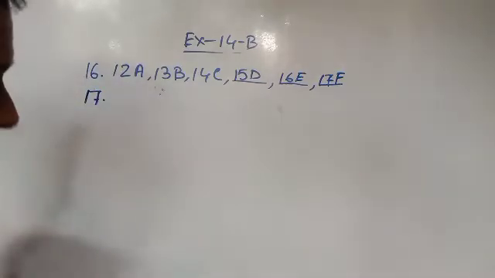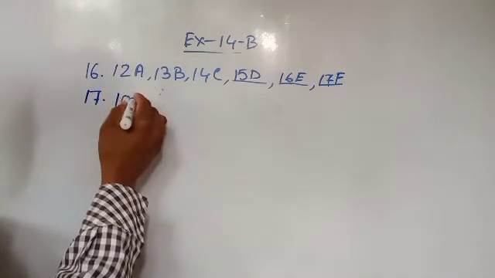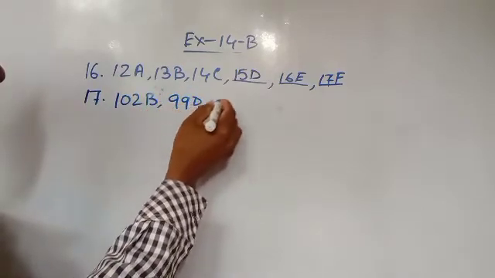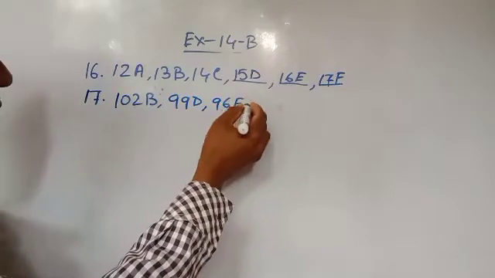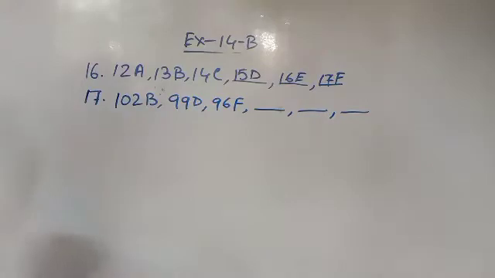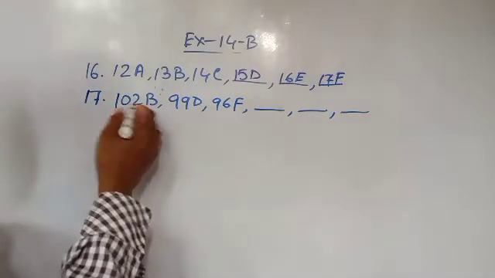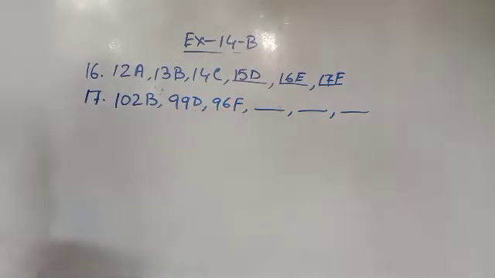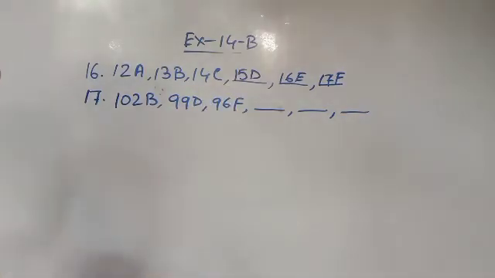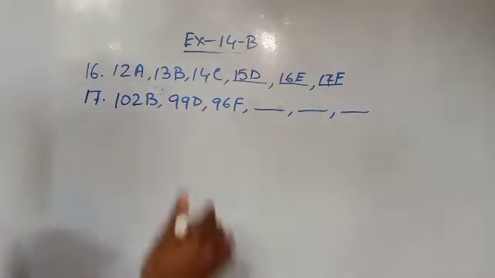Then 17: 102B, 99D, 96F. Then three terms you have to write. First you look at the numbers 102, then 99, 96. 102 minus 99, the difference is 3. Then 99 and 96, the difference is 3. So 3 we have to subtract.